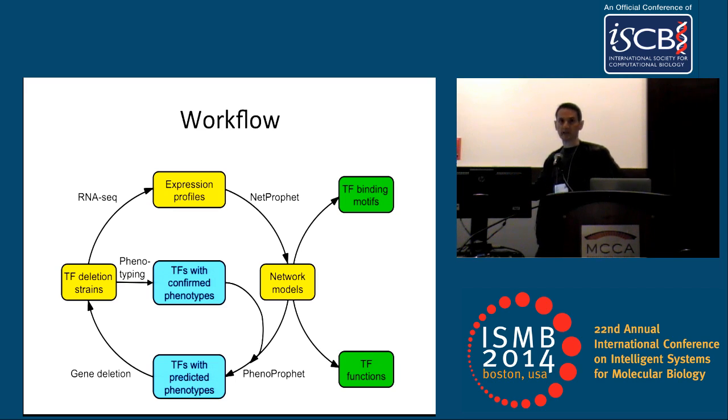Alternatively, when you're satisfied with the network, you can create network products from the predicted targets of each transcription factor. Example products are you can infer transcription factor binding motifs, and you can infer transcription factor functions by methods like GO enrichment analysis.